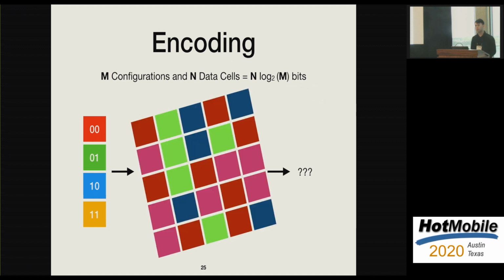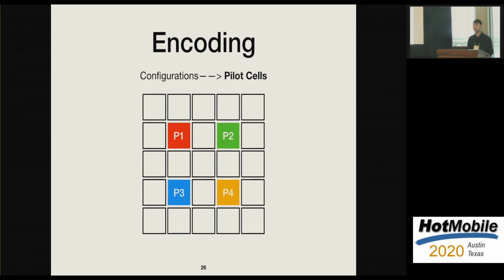However, as I said, when the orientation changes, the color will change as well. So if we want to decode data in this way, we have to build a lookup table to store the colors of all configurations in all 3D orientations, and we need to know the orientation of the tag before decoding. This requires heavy training and expensive computation. To solve this challenge, we propose placing reference cells at known positions on the tag, and we call them pilot cells. For each tape configuration, we have one pilot cell.